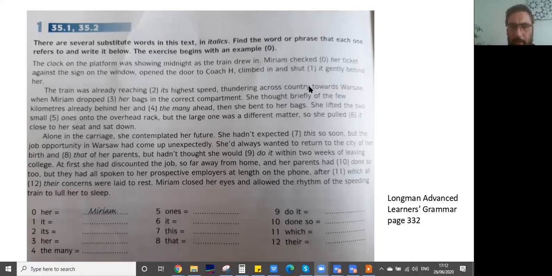We have some people who have not been active today. Asma, was it Khalifa? Some people have not been active. Return to the city. Thank you. Within 2 weeks of leaving college. At first, she had discounted the job so far away from home, and her parents had done so too. So what's had done so?